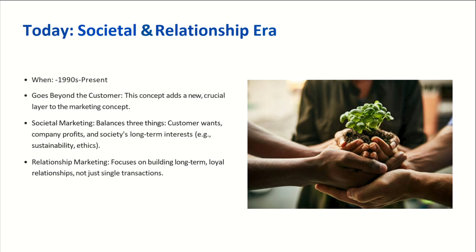Today, the societal and relationship era. This era was from 1990s to the present day. So, in this era, we now look beyond just the customer. We balance three things: customer wants, company profits, and society's long term interests like sustainability and ethics. Relationship marketing. The focus is on building long term loyal relationships rather than chasing single transactions. Now we move on to the next slide.